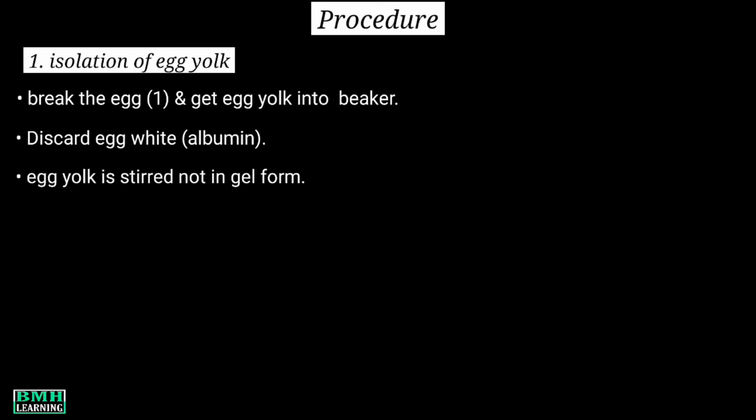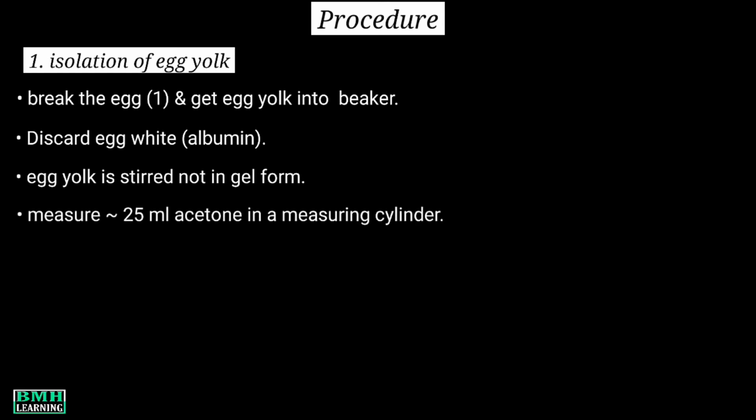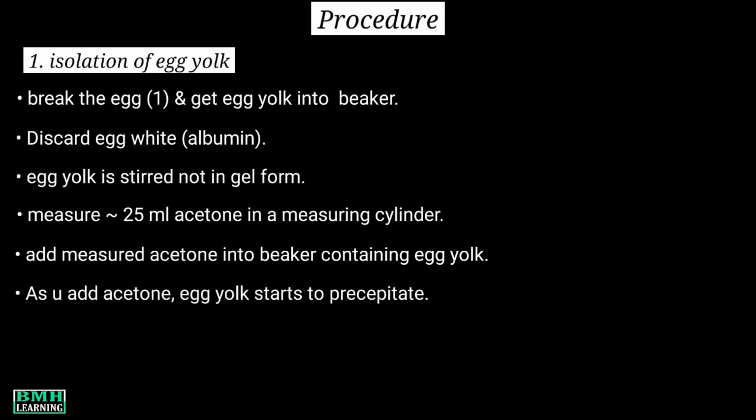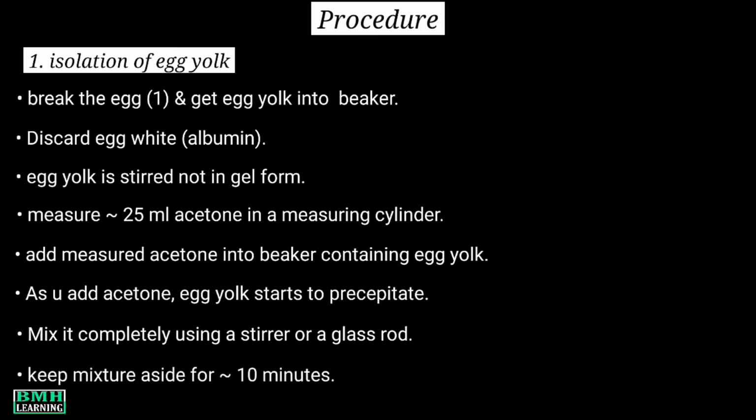Next thing we are gonna need is acetone. So measure around 25 ml acetone in a measuring cylinder. Add this much volume of acetone into the beaker containing egg yolk. As soon as you add the acetone into the beaker with egg yolk, the egg yolk starts to precipitate. Mix it completely using a stirrer or a glass rod. Once the contents are mixed properly, keep the mixture aside for around 10 minutes.